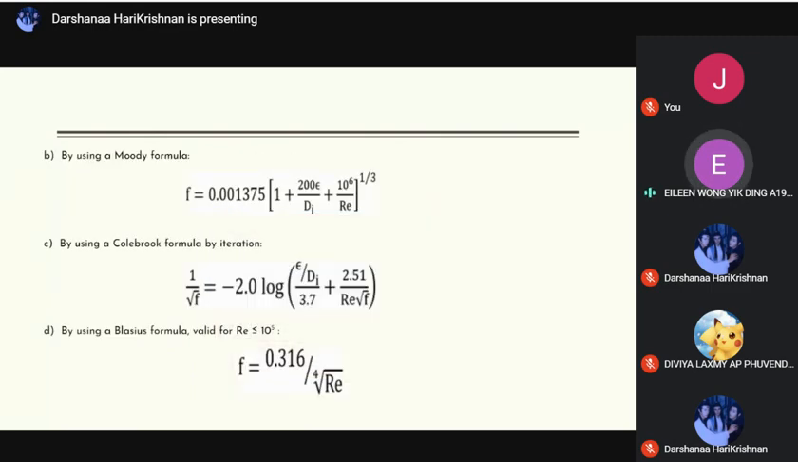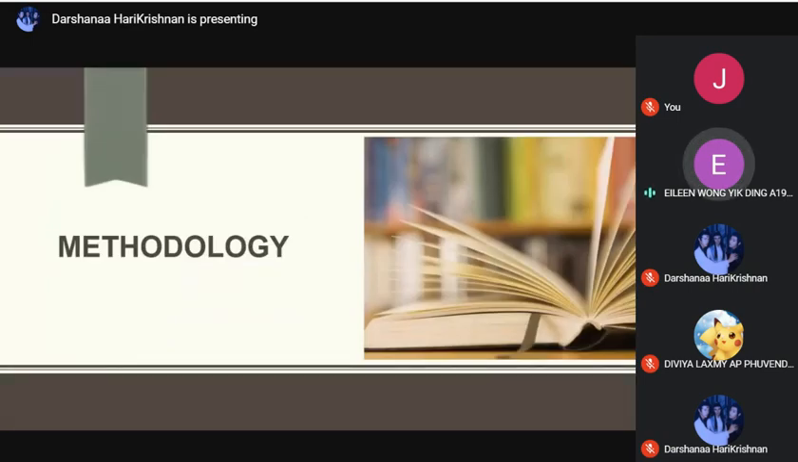Second, we can use the Moody formula. Third, we can also use the Colebrook formula by using iterations, the trial and error method. Fourth, by using the Blasius formula. This formula is only valid for Reynolds number less than or equal to 100,000. So all these 4 methods can get the f value, which is then used for calculating the measured head loss.